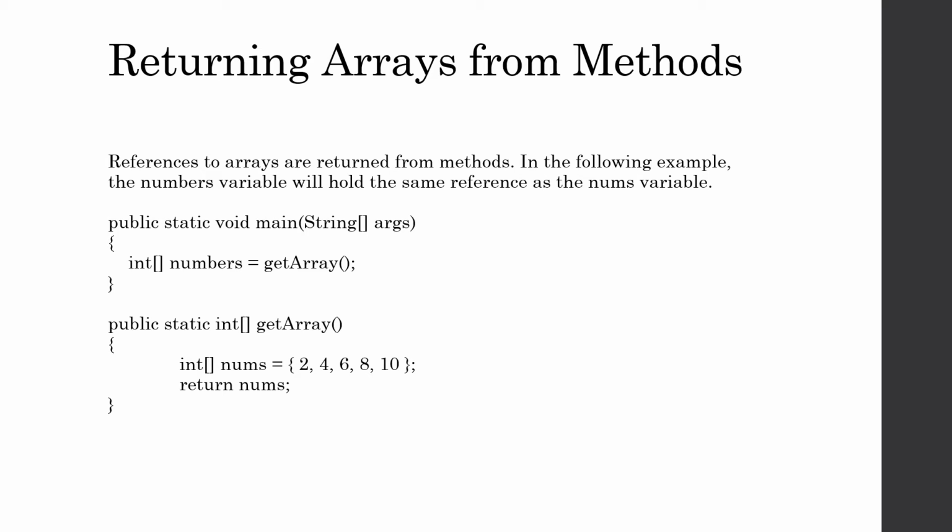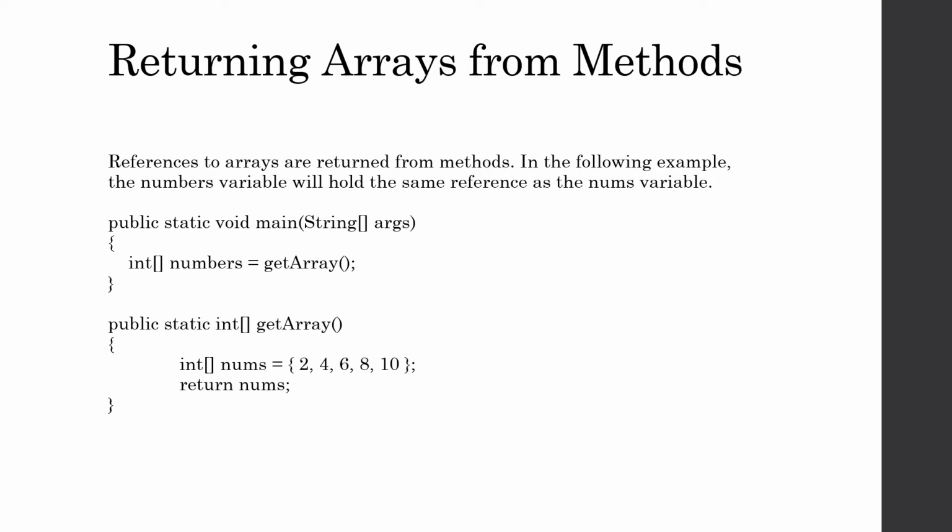Okay, so now we're going to take a look at returning arrays from methods. This is pretty similar to what we saw with passing arrays into methods, where things are being passed by reference. So whenever we want to return an array from a method, so we're using it as part of our return statement, technically what we're doing there is returning a reference to the array.